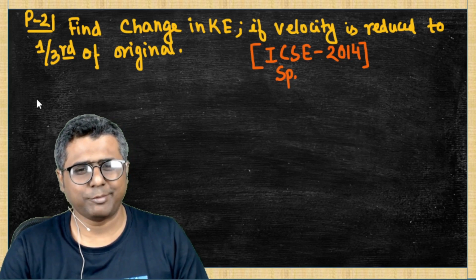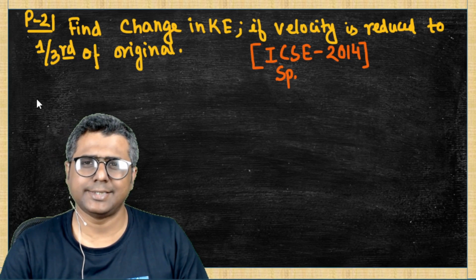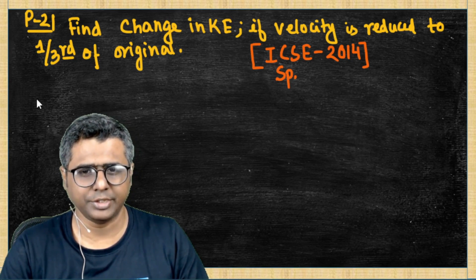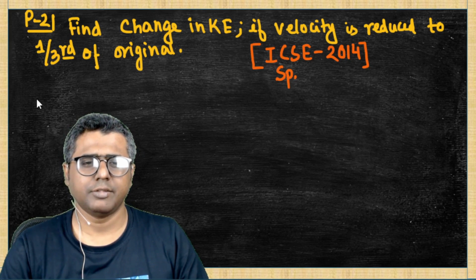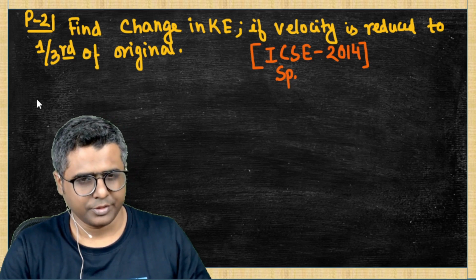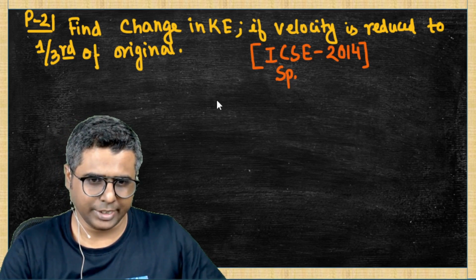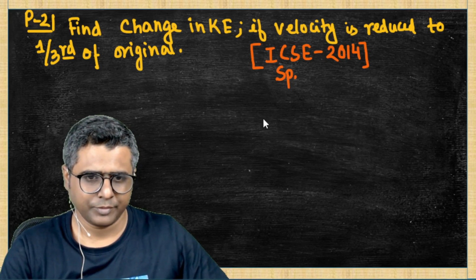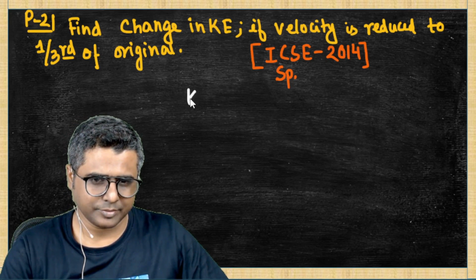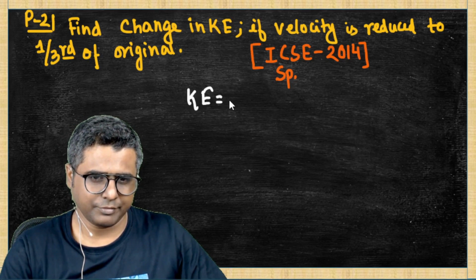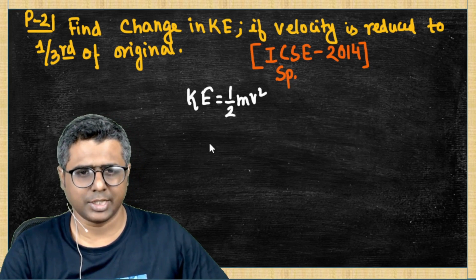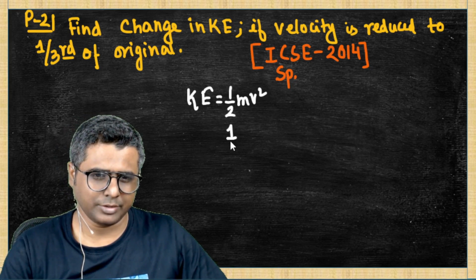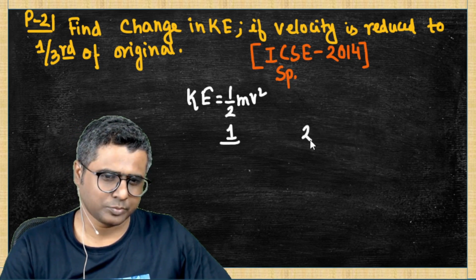Now our next problem was given in the ICSE specimen paper 2014. Here it is said, find the change in kinetic energy if the velocity is reduced to 1/3 of the original velocity. So how will I do this problem? The kinetic energy formula we know very well. Kinetic energy is half into mv square. So here there are two cases basically, case 1 and case 2.